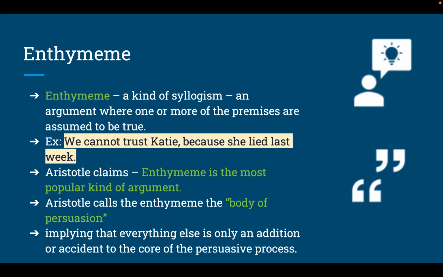Next, we're going to be talking about enthymeme, which is an argument in which one premise is not explicitly stated. An example of that would be, we cannot trust Katie because she lied last week. There is something that is assumed to be true because not all details are presented. Aristotle claims that the enthymeme is the most popular kind of argument, and that is important to know.